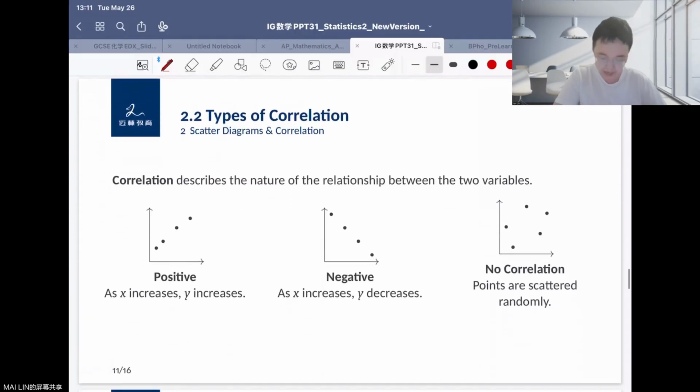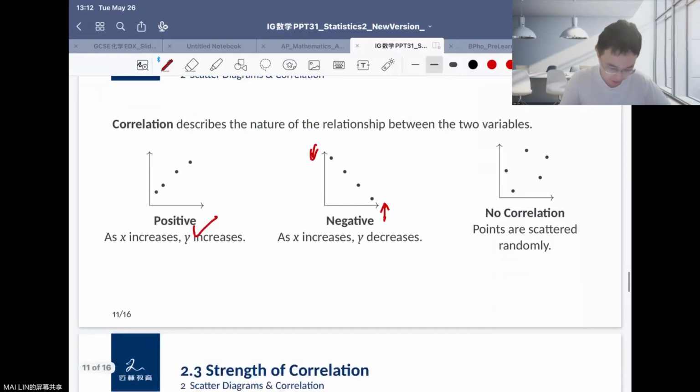There are three kinds of correlation. First is called positive, where the data are arranged very near to a straight line. The second is called negative, when one value is increasing and the second value is decreasing. And the third is called no correlation: there's no relationship between the data. They're just scattered all over the coordinate space. That is correlation.